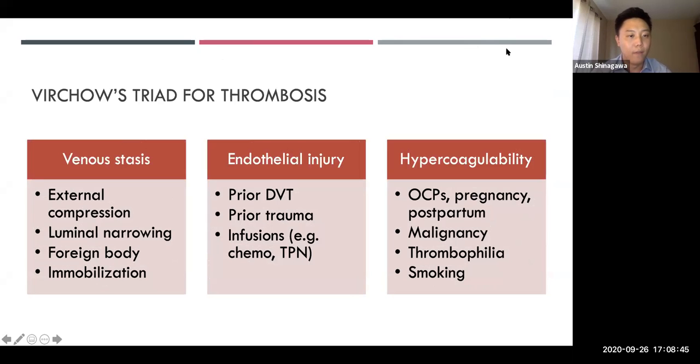So for example, venous stasis can be caused by external compression, narrowing of the lumen if there's some scarring, foreign bodies, and even if the patient is immobilized. Endothelial injury can be caused by things like a prior DVT, prior trauma, or even toxic infusions like chemotherapy and TPN. And hypercoagulability can be caused by things like OCPs, pregnancy and the postpartum period, malignancy, genetic thrombophilias, and smoking, which is a very important risk factor.